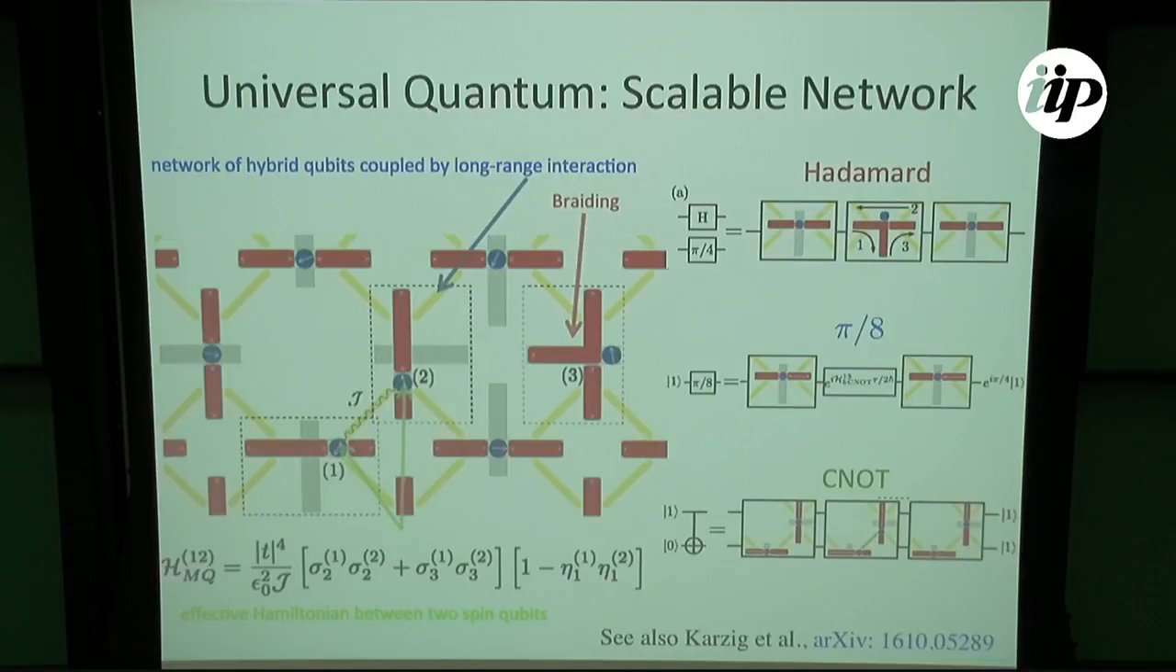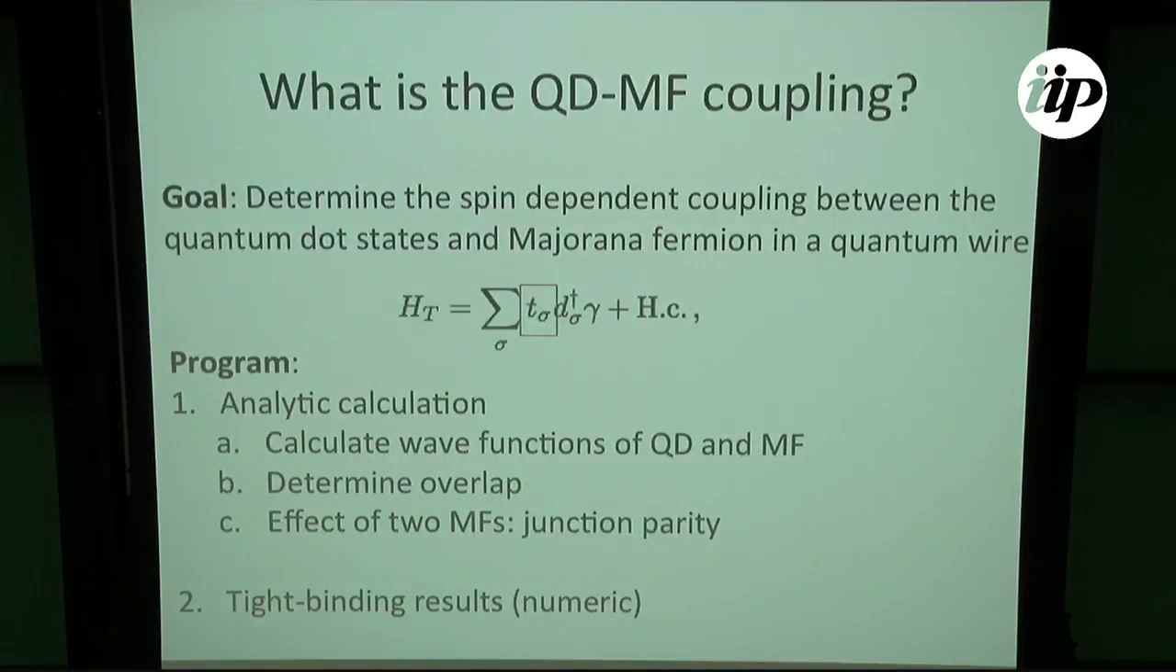An important thing about this scalable network, essential to us, is the coupling of Majorana fermions to quantum dots. And we also had a nice talk yesterday from Stefan, where he also utilized quantum dots coupled to Majorana fermions. So the question that we wanted to ask is, what is the coupling between quantum dots and Majorana fermions? The goal is to determine the spin-dependent coupling between the quantum dot states and Majorana fermion states in a quantum wire. Specifically, there's a tunneling Hamiltonian that's written down like this, and what precisely is T sigma?